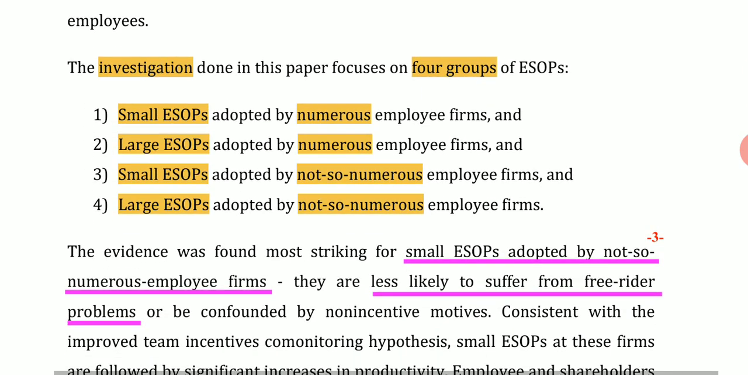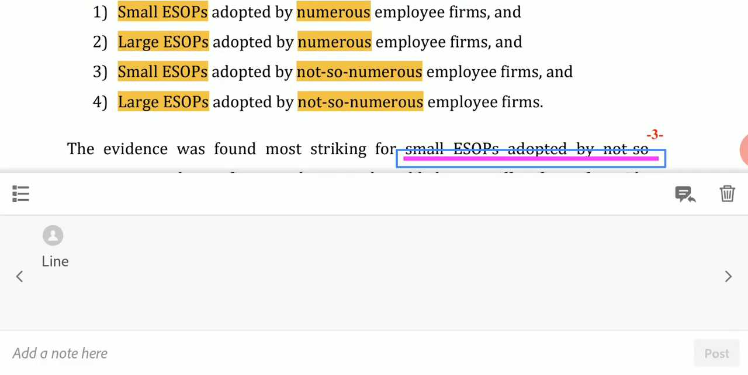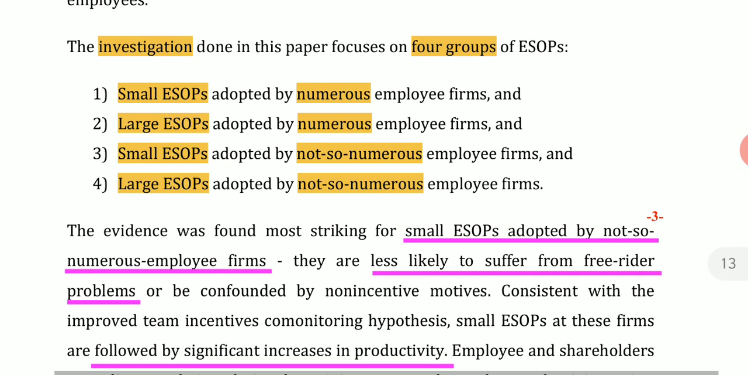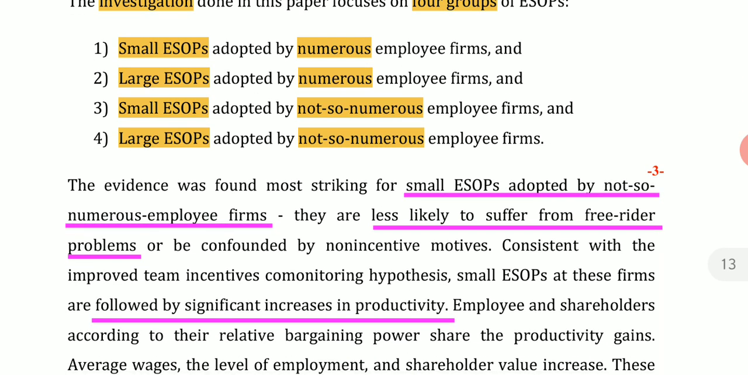Yeah. So first of all, small ESOP size adopted by not so numerous employee firms, which is here the third case. Now it says that there are very few employees. Let's say there are just 10 employees in the firm, and the ESOP size is also very small. Now the result said that this is less likely to suffer from the free rider problems, and is also followed by a significant increase in productivity.